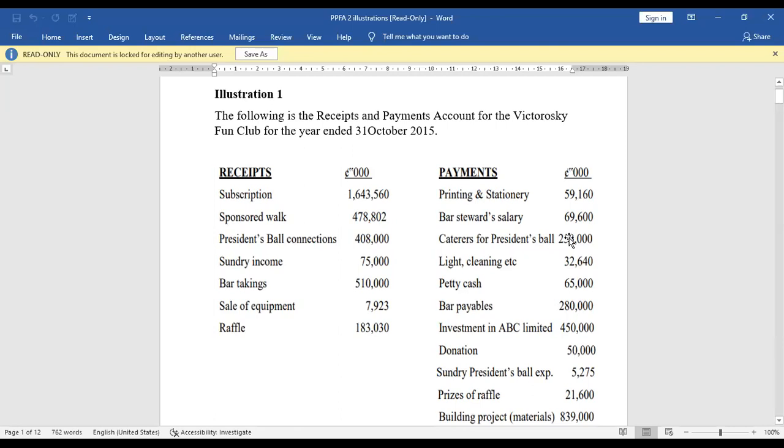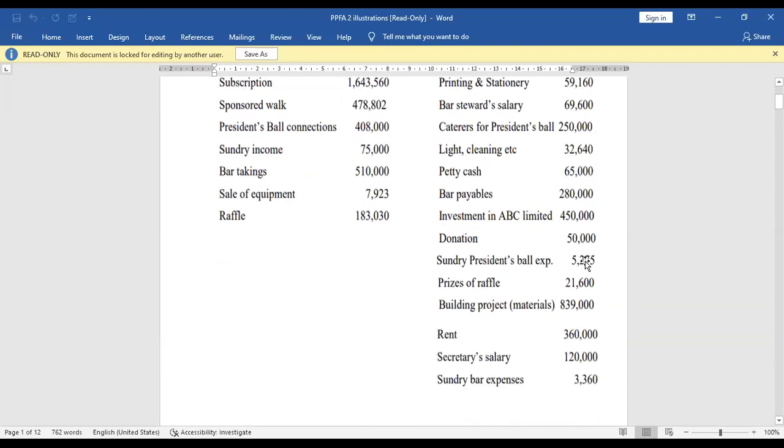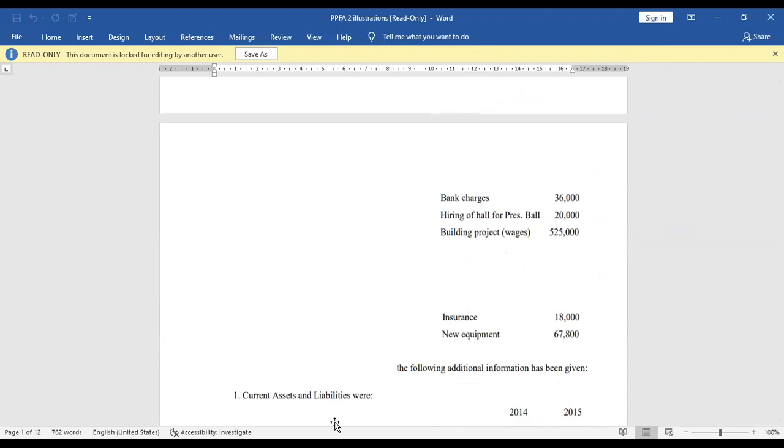Why? Now remember that I said that in receipt and payment account you record the cash transactions. So the caterer has been paid 250,000 already, but his bill, what we are supposed to pay him, everything altogether, is 432,000. So that's why we did not use this 250,000 in our computation, because that could be the first advance that he was given in order for him to serve at the event. Okay, so we have sundry expenses 5,275, and then we have hiring of hall for President's Ball. So back to our solution.